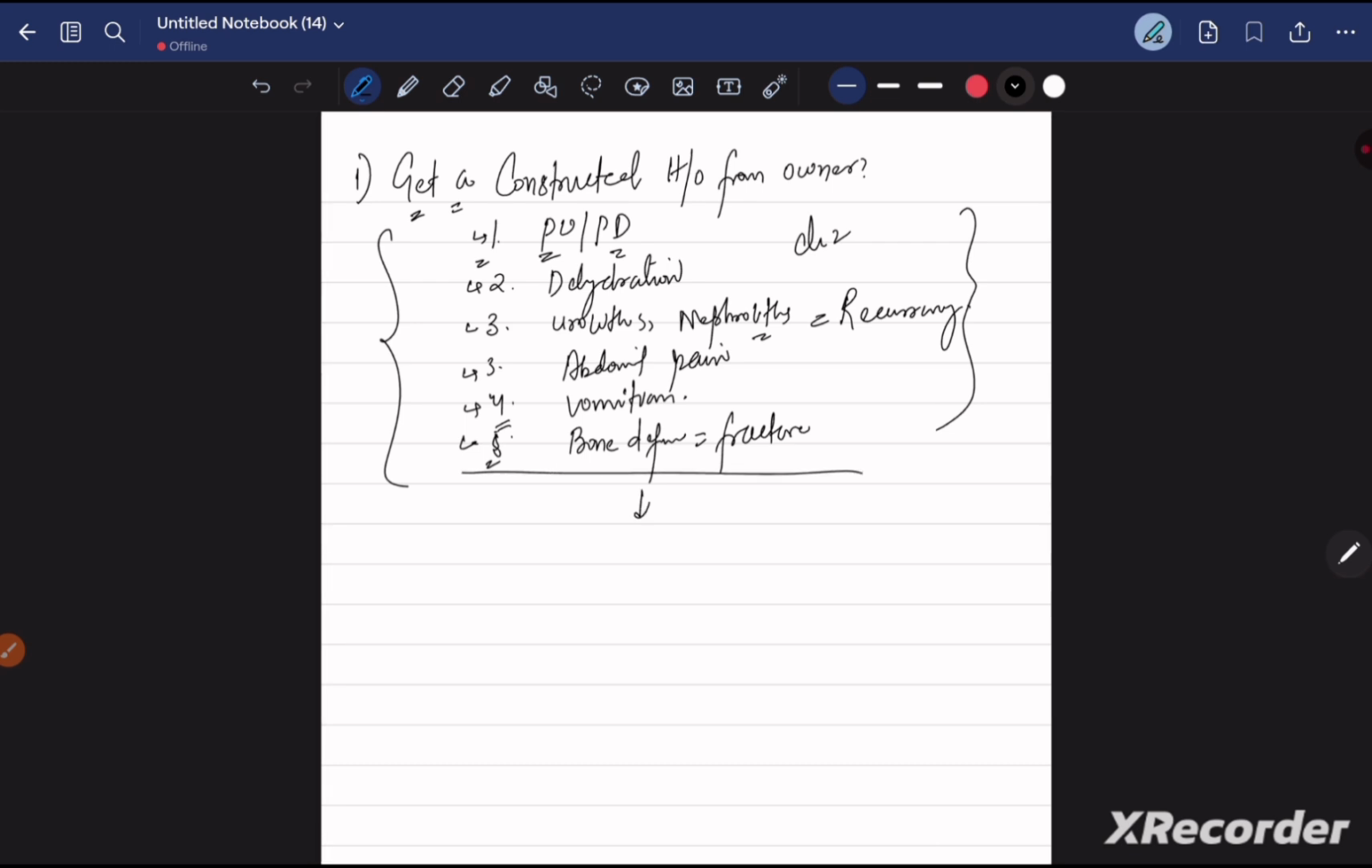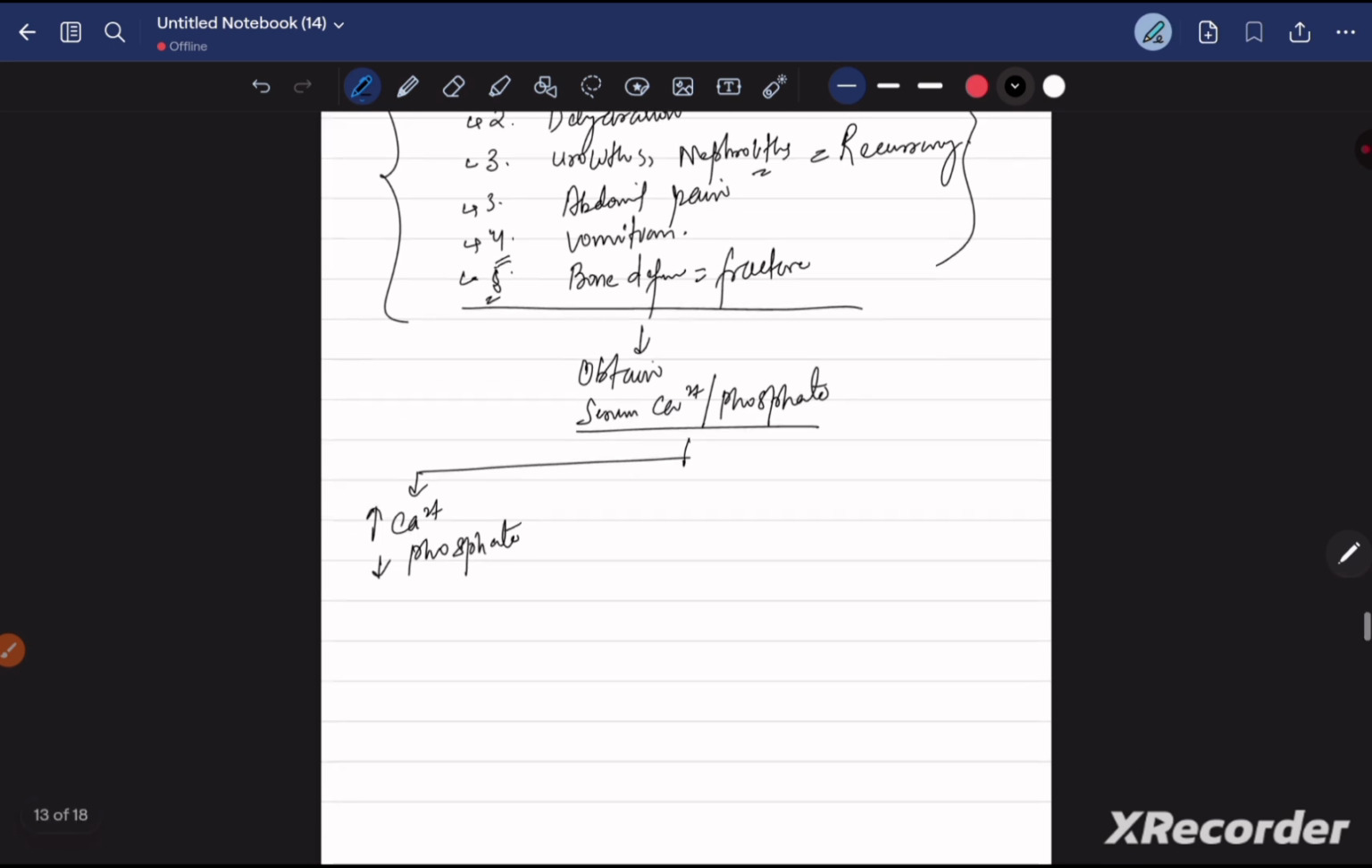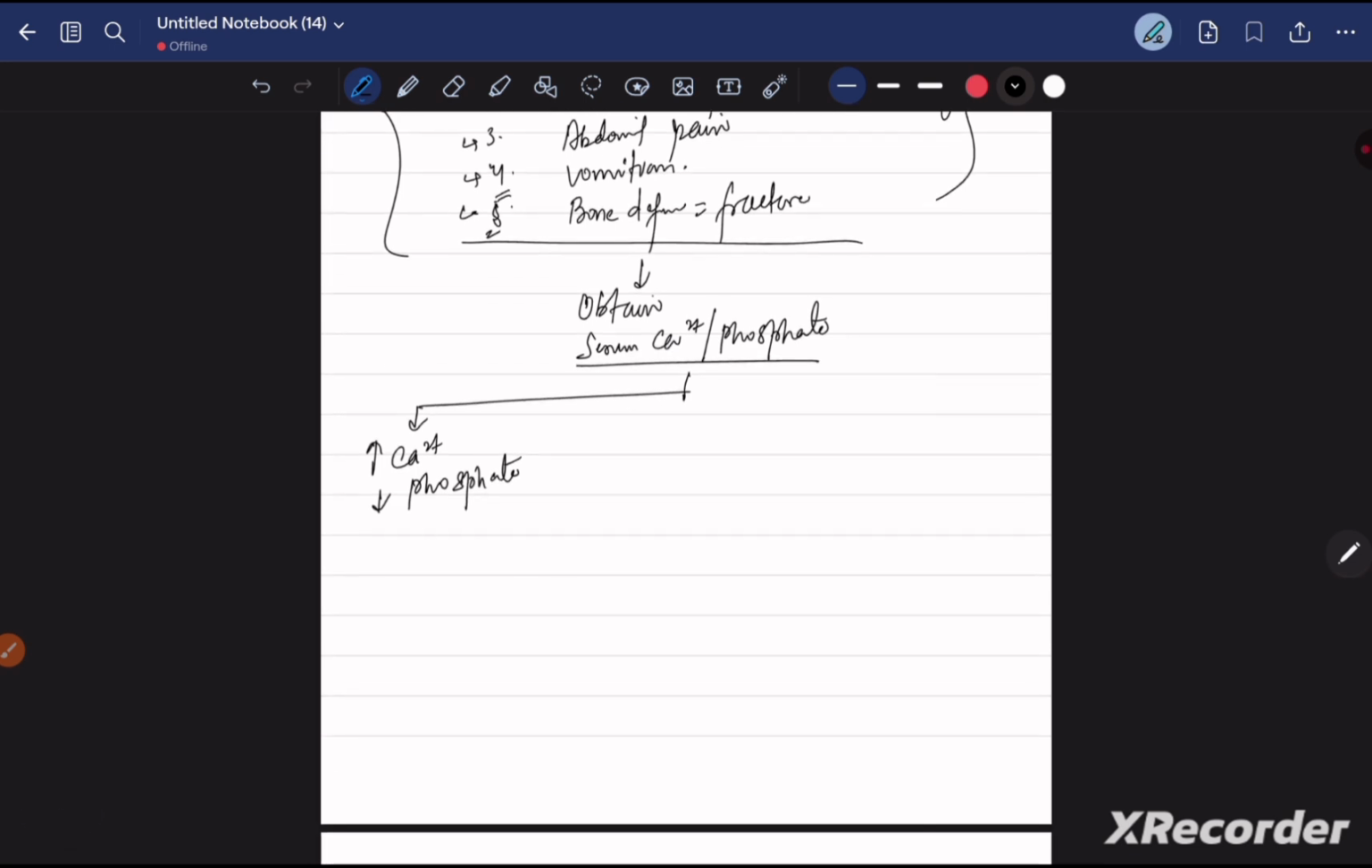Now after that, you will tell the owner to obtain serum calcium and phosphate. Suppose you get increased calcium and decreased phosphate. So what type of hyperparathyroidism could it be? It could be either primary or tertiary. I discussed it: there is increased calcium, hypercalcemia, in either primary or tertiary, and decreased phosphate in either primary or tertiary.